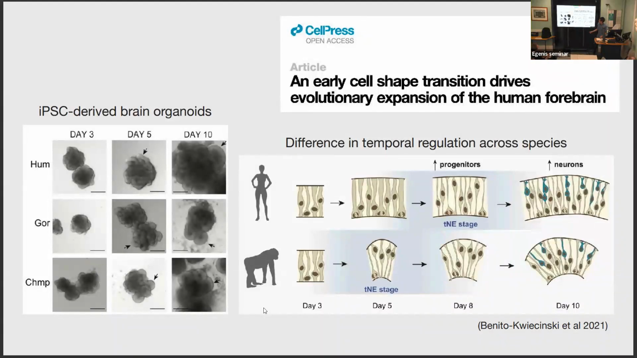Very simply put, in this study, the authors discovered that this early stage of neuroepithelial cell expansion or proliferation, the lateral expansion stage, is prolonged in human brain organoids compared to gorilla and chimpanzee brain organoids. This difference in temporal regulation across species seems to suggest that this prolonged expansion stage contributes to our expanded brain, evolutionarily speaking. They don't claim that this is the cause of expansion of our brain, but one contributing factor. So this is an example.